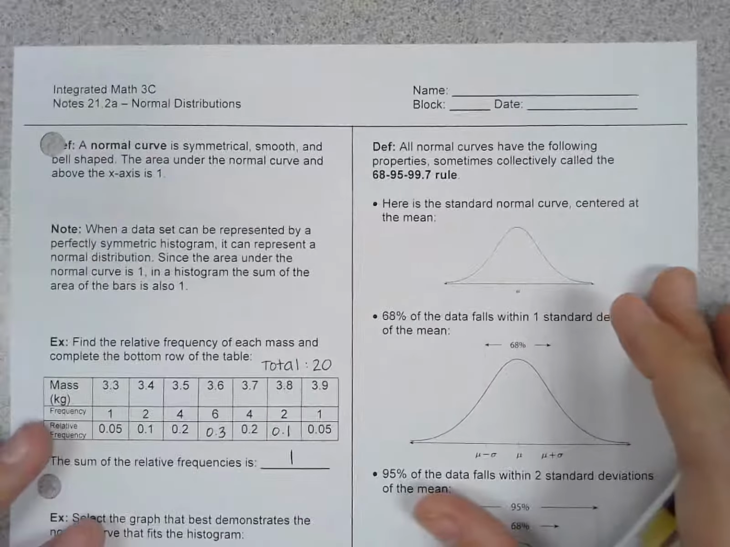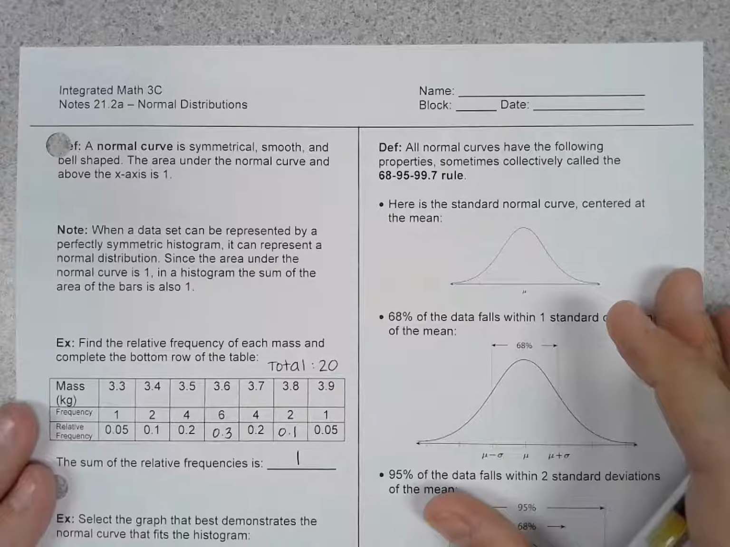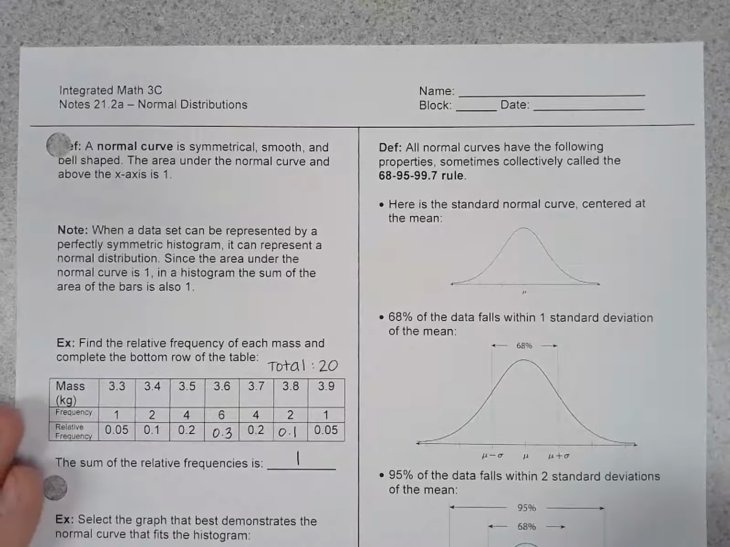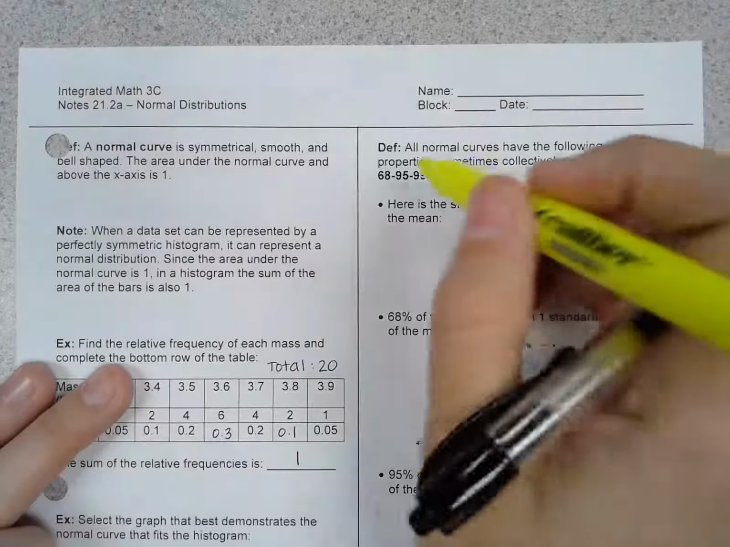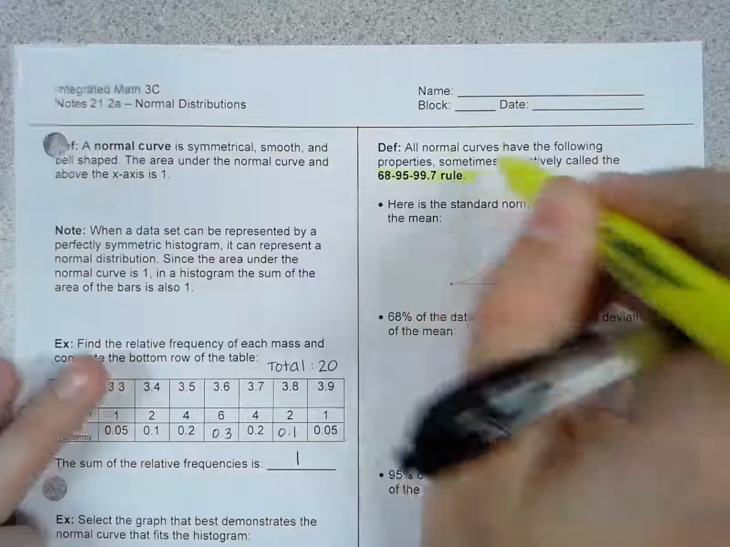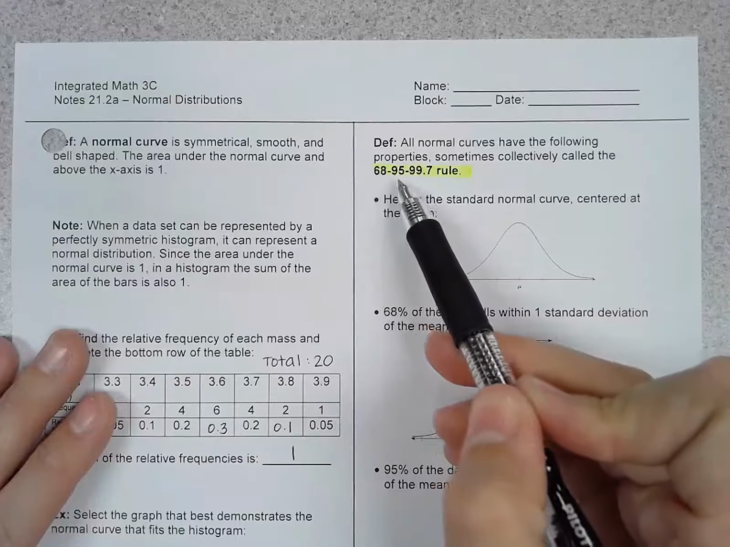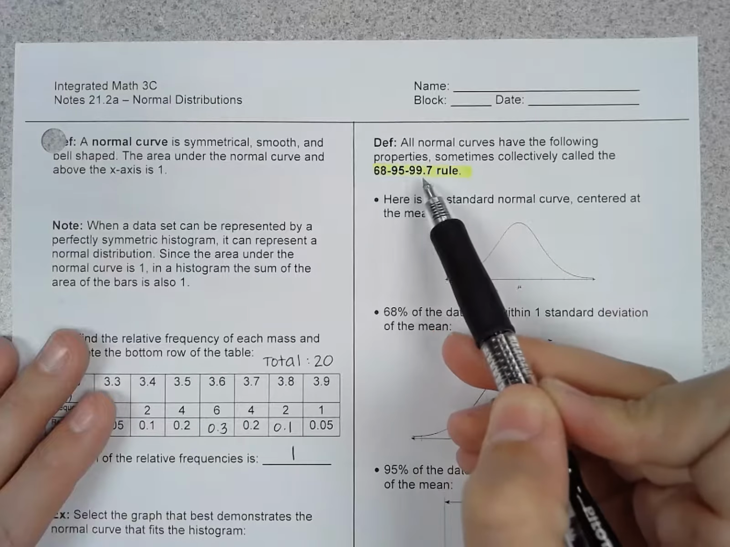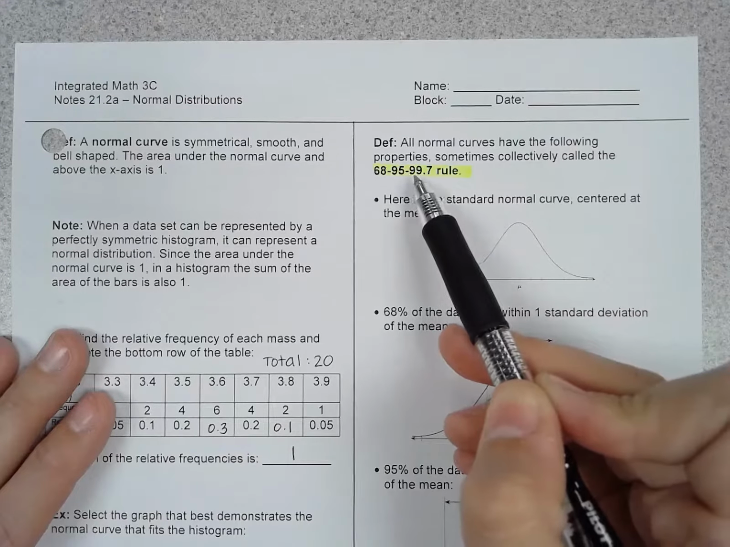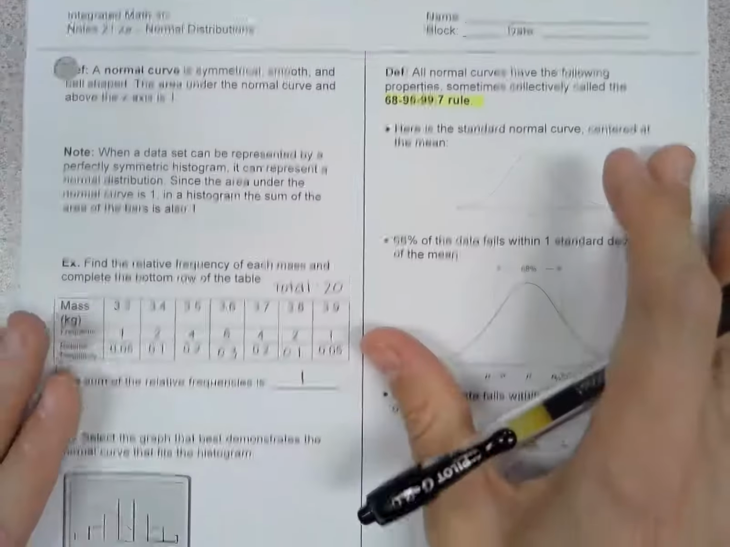Data can be spread out a lot of different ways, but if the data is spread out so that it follows the shape of that curve, we say that it's distributed normally, or that it has a standard normal distribution. Those are the ways that you'll see the word said. This is important to remember: all normal curves, if they're perfectly normal, have this pattern for how the data is spread out. 68 means 68%, 95 means 95%, and 99.7 means that as a percentage as well.